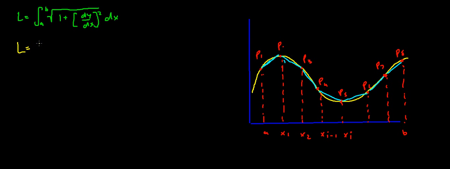So the length is the limit as n goes to infinity of the sum of the points. And now we're just going to start replacing stuff. What we're doing here is using the distance formula, so I'm going to replace this part, this.